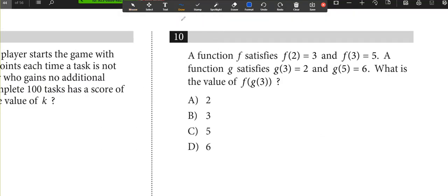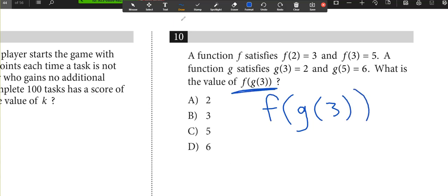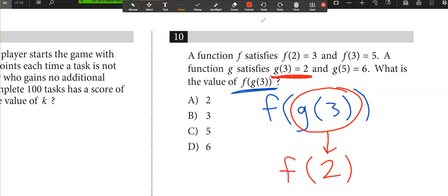So a lot of kids stare at this question. So I'm going to rewrite it a little bit, and I'm going to ask you this question. They want to know, what is f of g of 3? Does anybody know what g of 3 is? 2. Yeah, you can see it right there. It says g of 3 is 2. So now we just changed the question to f of 2. And what's the answer?